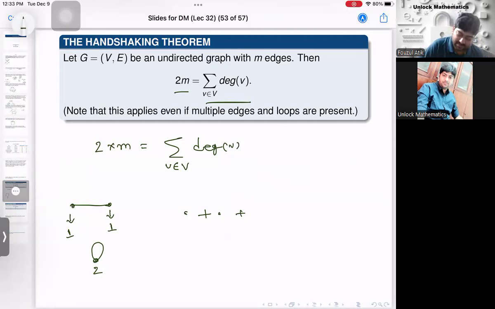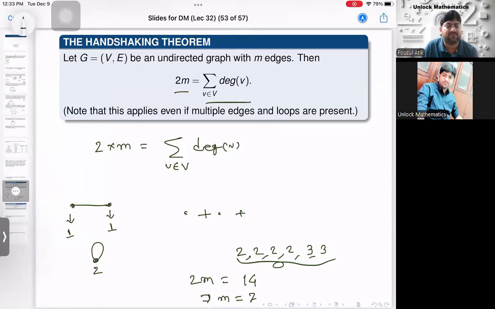I have a graph where the degrees of the vertices are 2, 2, 2, 2, 2, and maybe 3, 3. How many edges are there in the graph? Just add all of them. 2 plus 2 plus... I get 8 plus 6, 14. Because 2 into the number of edges is equal to 14, m is equal to 7. So in that graph there will be 7 edges. I did it by using the handshaking theorem.